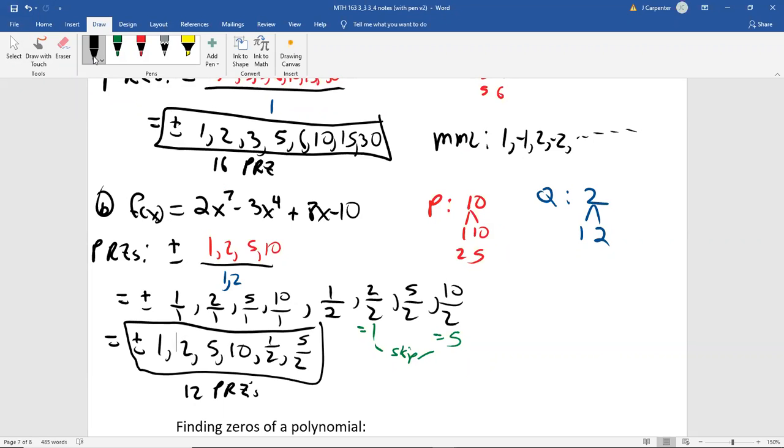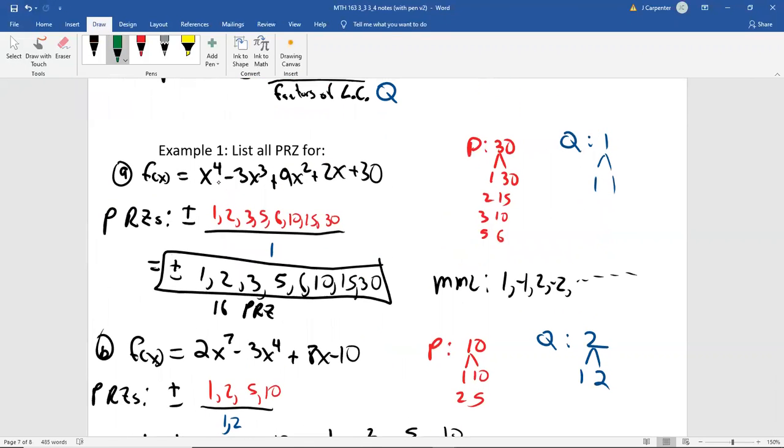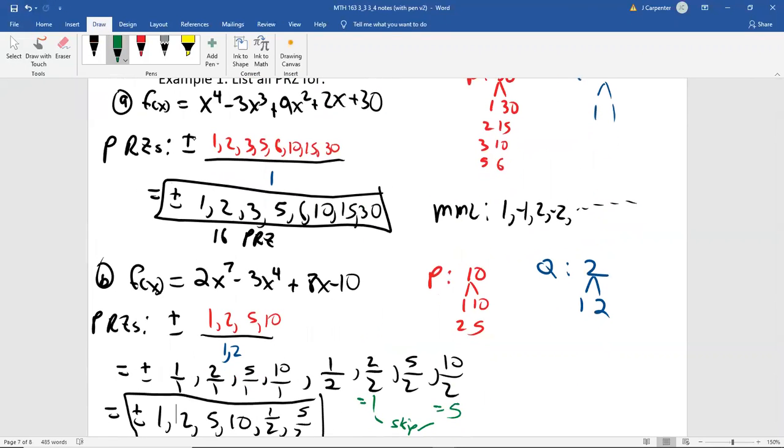Now, I want to point out something. These problems like here, when I ask you to list the possible rational zeros, this is exactly how a test question could go. It could look like A or it could look like B. I could give you more factors from Q. If this 2 was like a 50, you would have a lot more options for that.